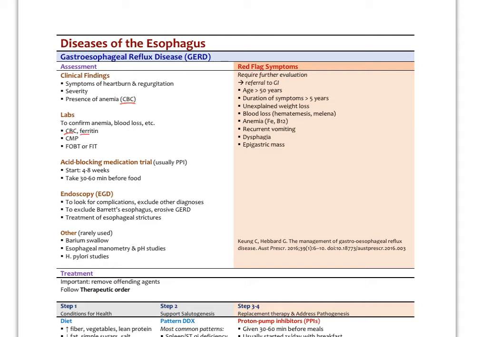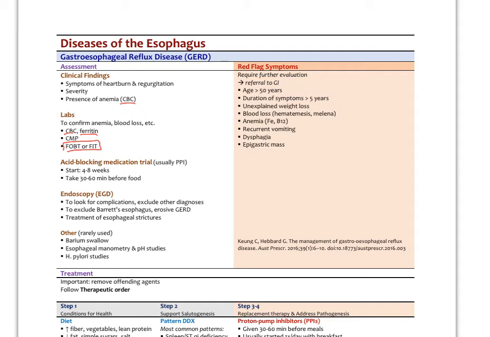Ferritin is your iron store in the body, so that would be another important thing to look at. Your complete metabolic panel looks at the electrolytes and whatnot. That's not going to be as important here. That's going to look for more malnutrition, if you suspect that. But the most important test, if we suspect any bleeding, is going to be things like the fecal occult blood test, the FOBT, or the fecal immunochemical test, the FIT.